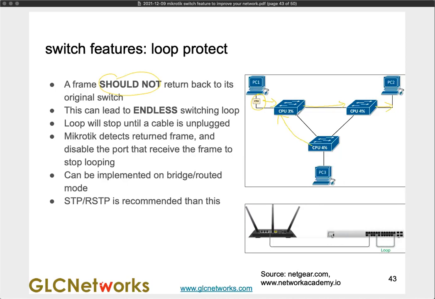Logic, right? Does anybody get the point? If a frame is sent from here, the frame should not come back to the originating port. So that's the idea. If the same frame comes back, because it's from MAC address number 1, so if MAC address number 1 as the source address is sent to the network and then comes back, then we know that, okay, there is a loop over here. That's how we detect a loop.